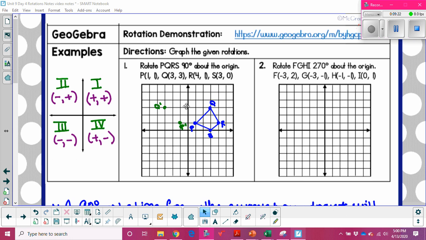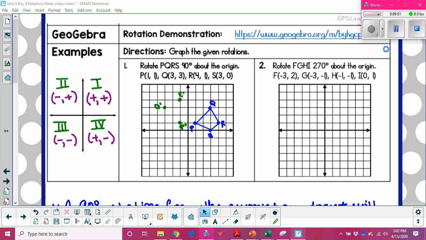Okay, so the next one I'm going to do is point R. R was at 4, 1, which is in quadrant 1. So it's rotating 90 degrees. It is just going to be in the next quadrant, which is quadrant 2. Now here, x was 4 and y is 1. So those are going to switch. So now x will be 1 and y will be 4. Okay, so you're going to be at 1, 4. Okay, so that will be R prime.